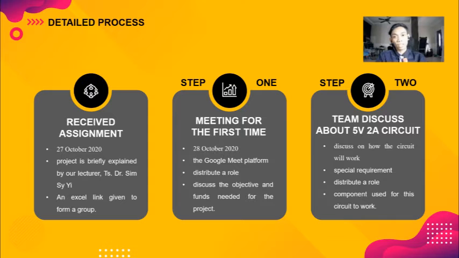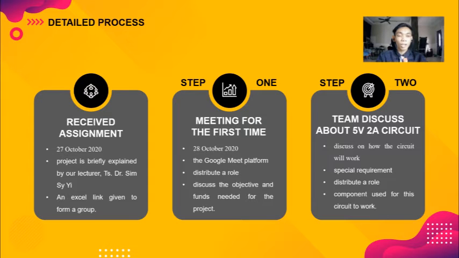Okay, for step 1, we have our first group meeting. We conducted the meeting on 28 October 2020 using the Google Meet platform. In this meeting, we discussed a few things. The first is we distributed our roles for this project, and we discussed what project outcome we want. And then we managed the fund. We shared the fund to make this product.